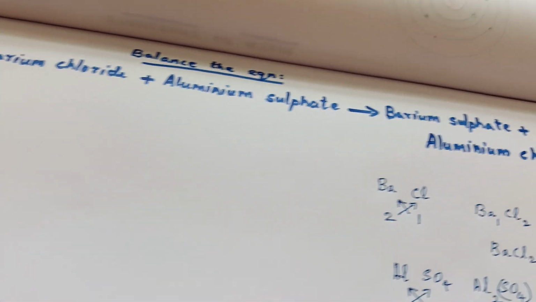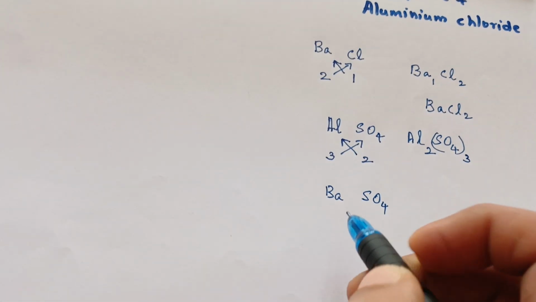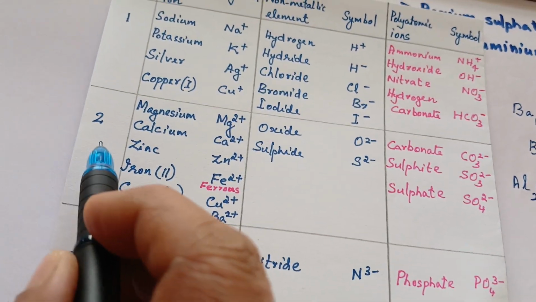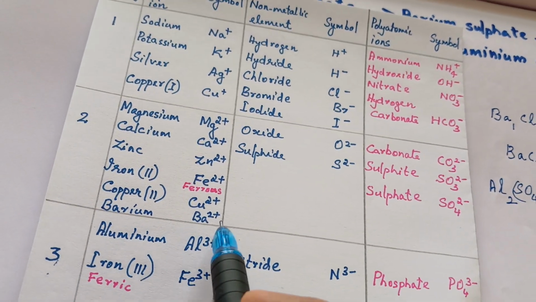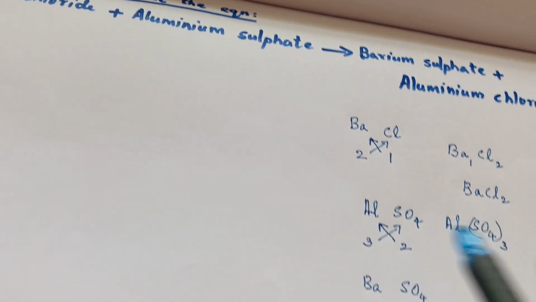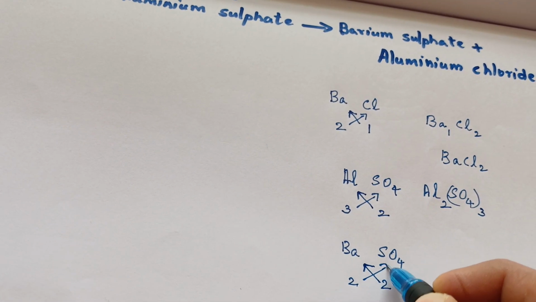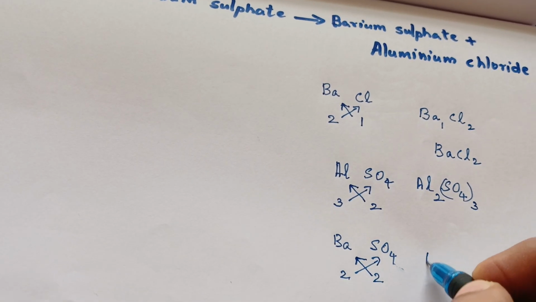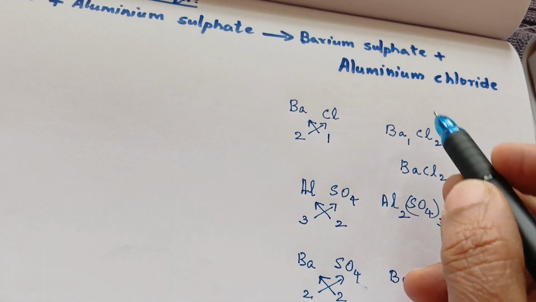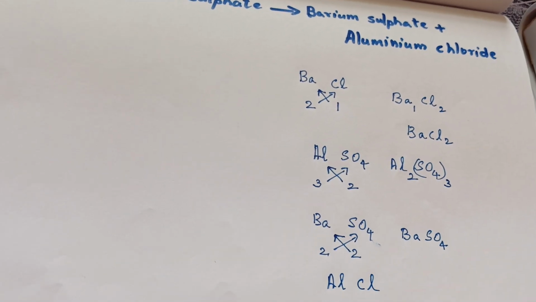Next we have barium sulfate, barium and SO4 sulfate. Barium, as you saw, has a valency of 2, and sulfate is also 2. So barium is 2, sulfate is 2. If we interchange their valencies, since both of them have the same valency, we can write it as BaSO4 without writing the valency. Next is aluminum chloride, Al and Cl.